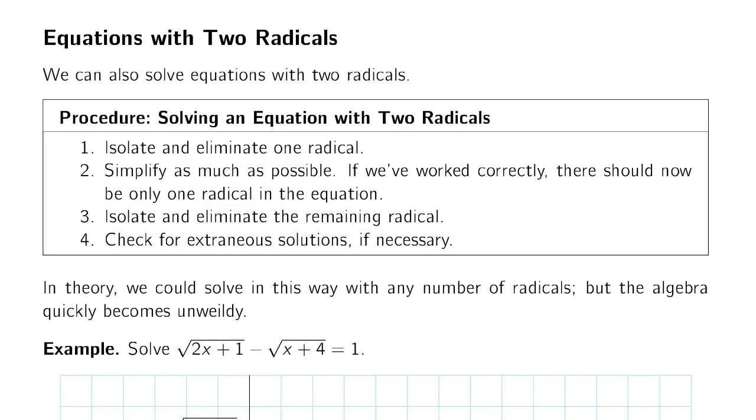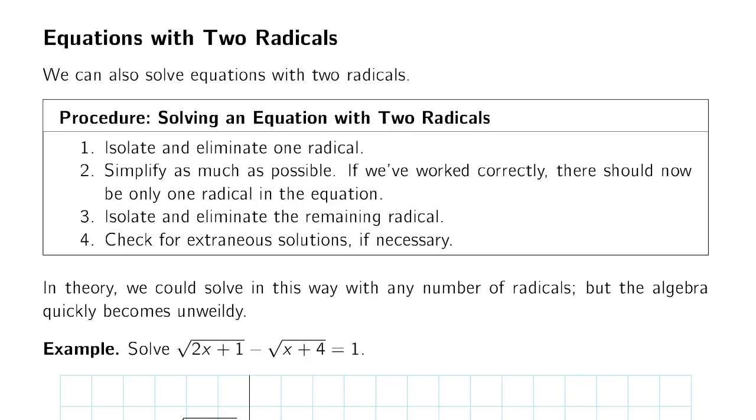Because the inverses of radical functions, these integer power functions, work out really nicely. They give us polynomials that we can just simplify. We can solve equations in which we have two or more radical terms. To do that, we'll just choose one radical to isolate and eliminate. And then as we work things out, we will end up with something that contains only one radical. We'll isolate and eliminate that, and we'll end up with a polynomial equation.